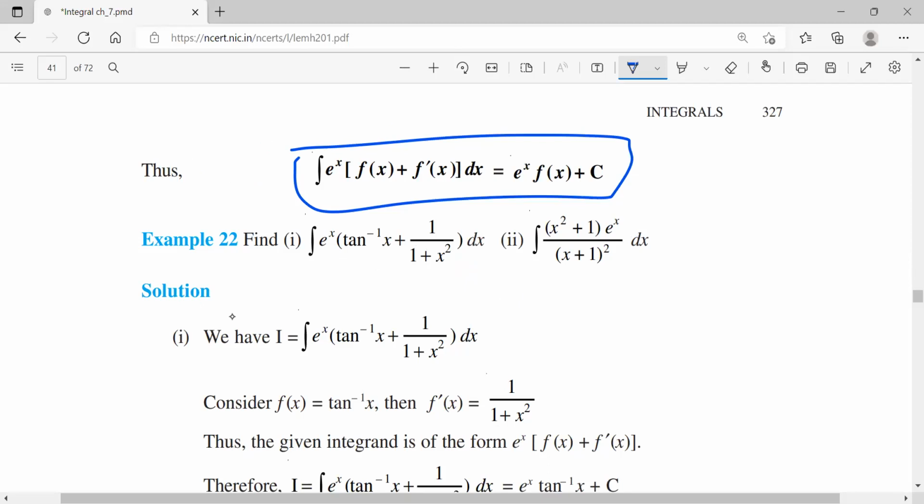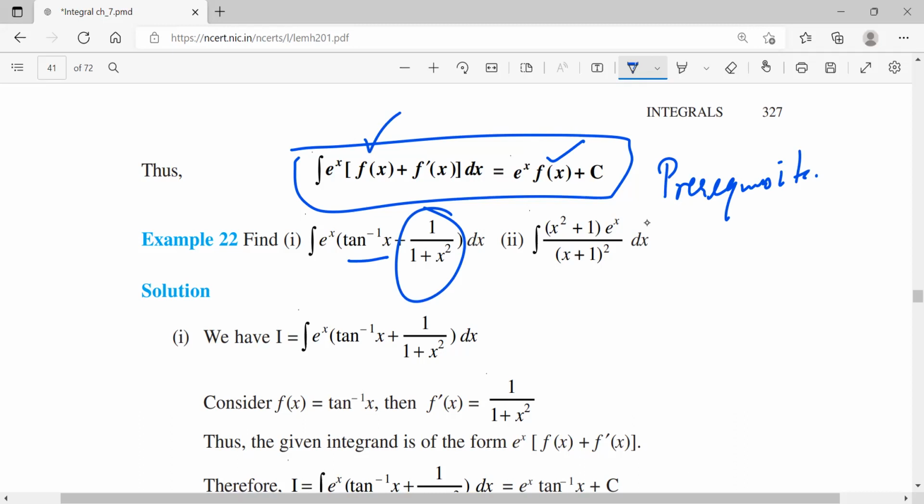So the integral of e power x into f of x plus f dash of x dx is equal to e power x into f of x plus c. For this, we have to know the integration and differentiation formulas well. The prerequisite for this is that we have to know the formulas pretty much well. We all know the differentiation of tan inverse of x is 1 by 1 plus x square. So it is satisfying this formula.